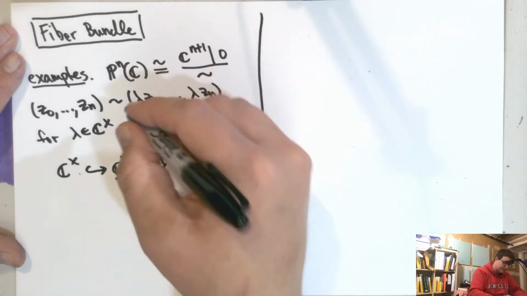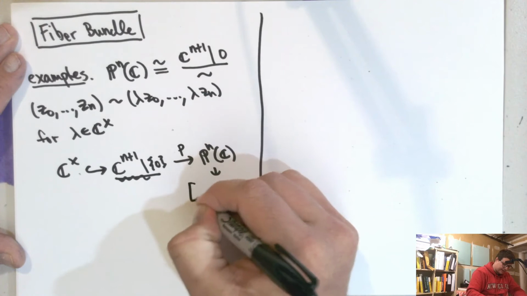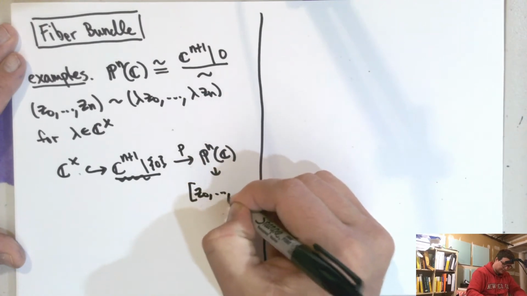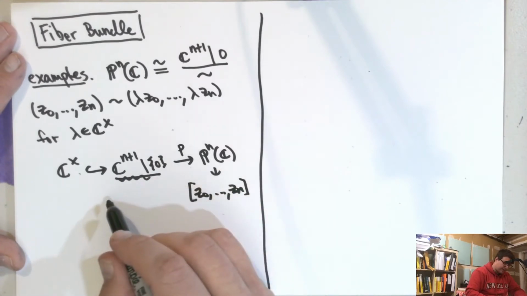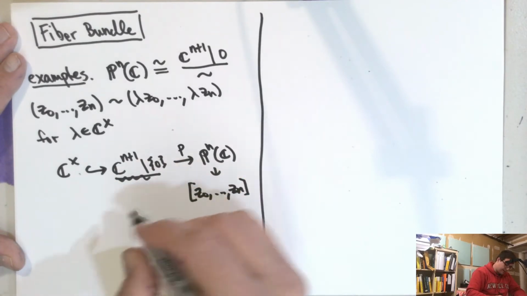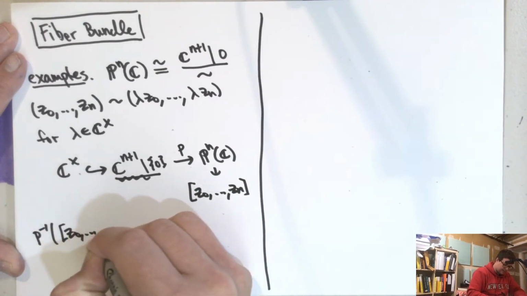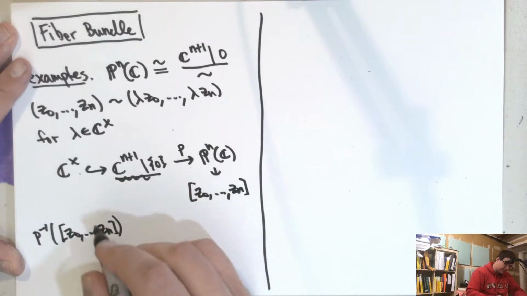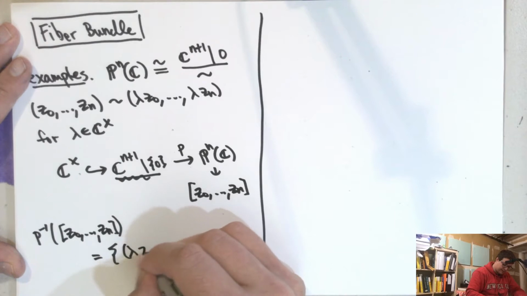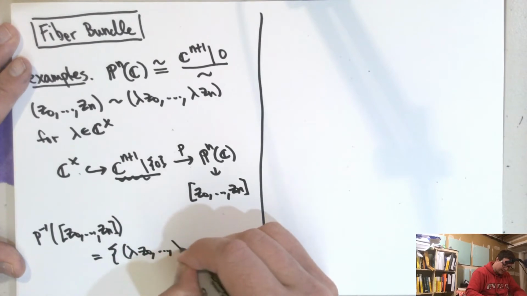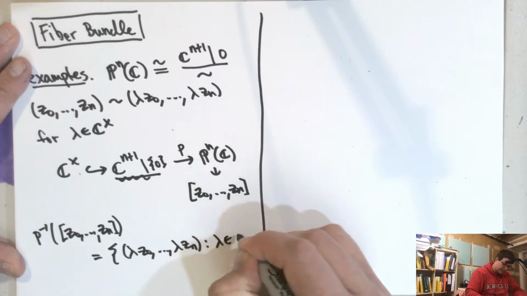there's a notation that goes along with this. The equivalence classes are going to be denoted like so. These are all not all 0, and then the inverse image of P of this class is actually going to be the whole set of all these things. So this is going to be lambda z0, up to lambda zn, for lambda in C star.